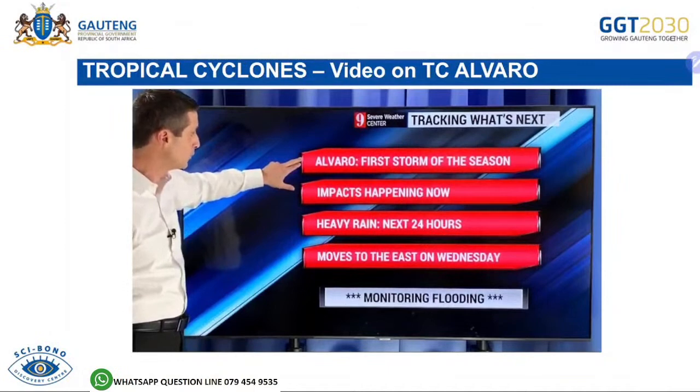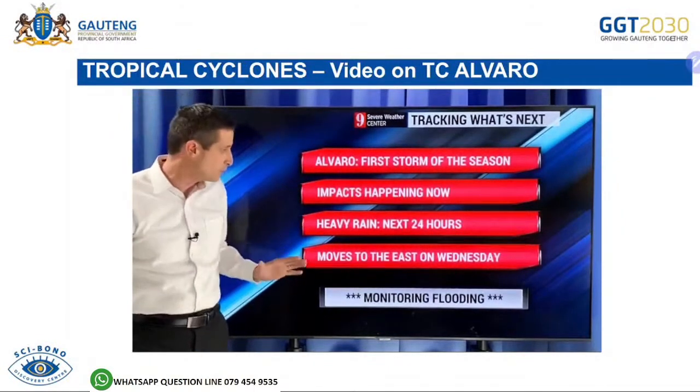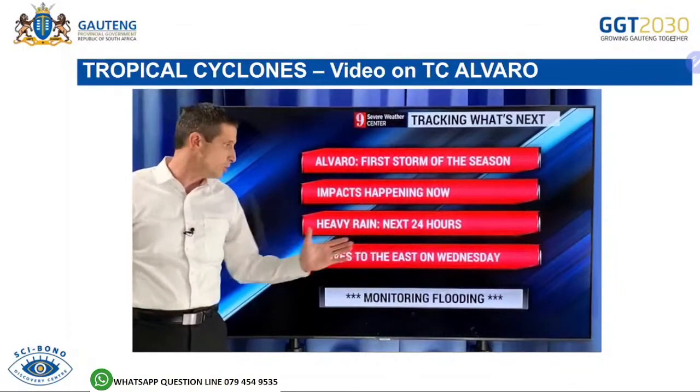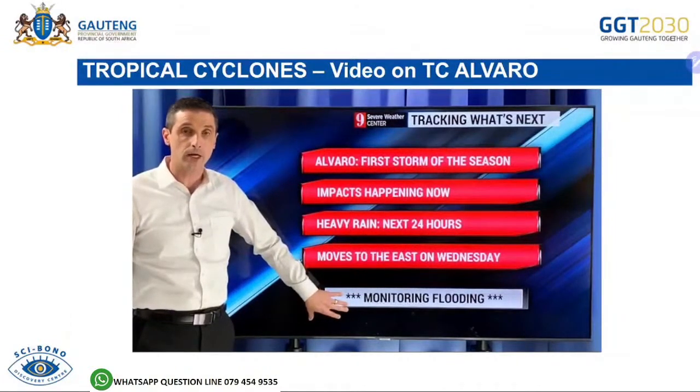So Alvaro, the first storm of the season, the impact's happening now. Heavy rain over the next 24 hours, and eventually that'll slide across and move to the east across the Indian Ocean as we work our way into our Wednesday. We'll keep a very close eye on the flooding.